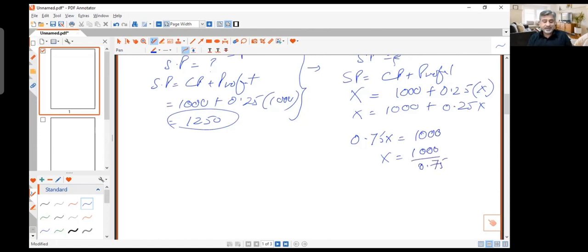This is a very mathematical way of doing it. I'm doing it like a mathematician, not like an accountant. An accountant can do it much faster. So it means that your selling price would be 1333.